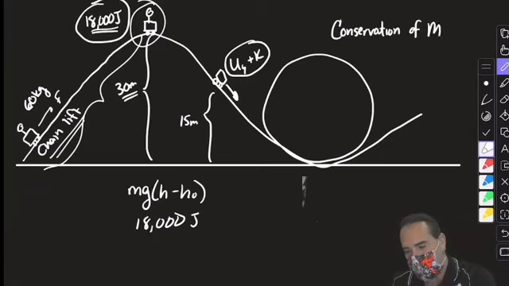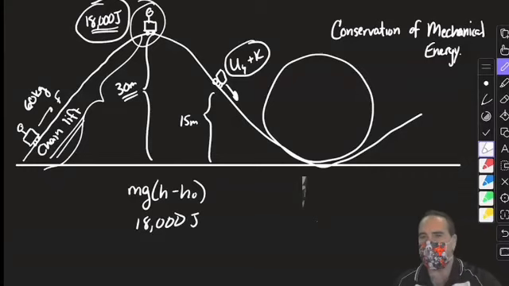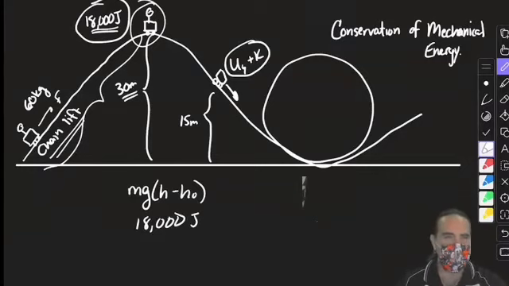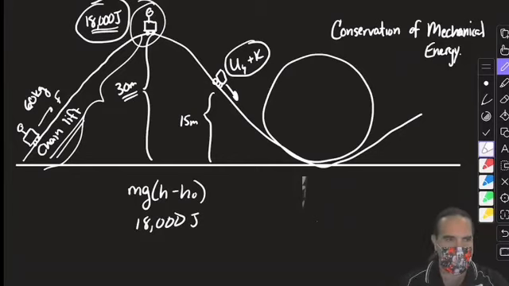And I'm going to put the word mechanical in here because we're looking at a subset of this rule. Conservation rules are very powerful in science. The word conservation means to stay the same. The problem with conservation rules is that they have to be applied correctly for them to be powerful and useful. What I mean by that is there's a difference between conservation of mechanical energy and conservation of energy.